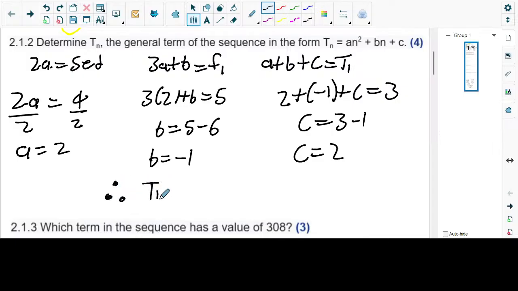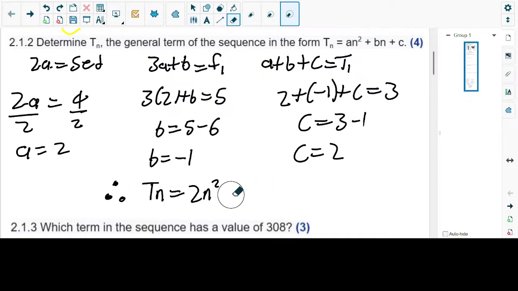Therefore, Tn is equivalent to 2n squared, minus n, plus 2. Okay.